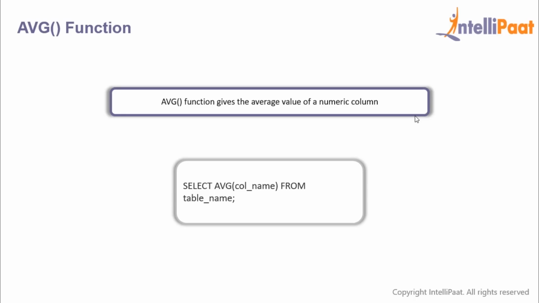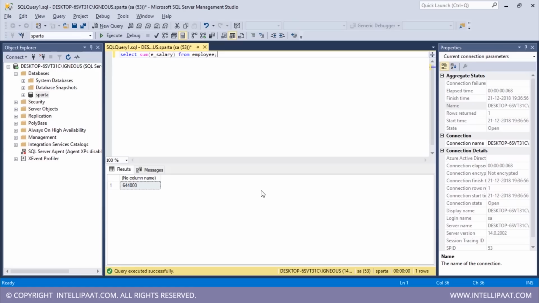And the syntax is same as the rest. So we'll give in the average function after the select keyword and give the column name inside the parenthesis. So this time I want to get the average age of all of the employees. So select, and then I will use the avg function and then give the column which would be age from the name of the table which is employee. So the average age of all of the employees is 30.